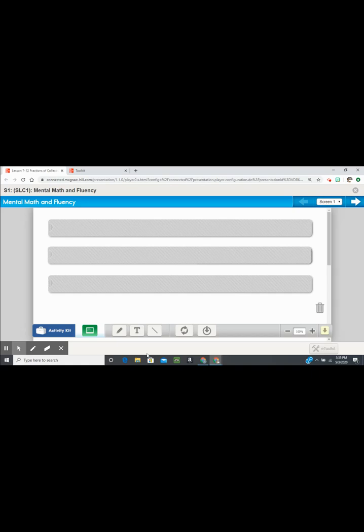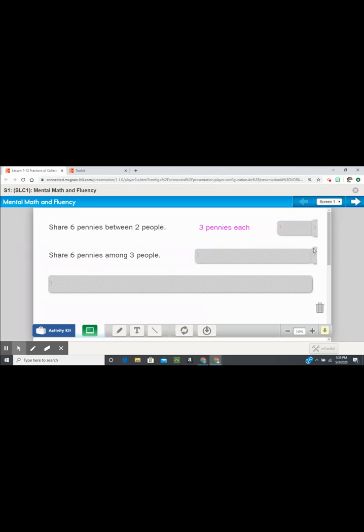Today's math lesson is fractions of collections, 7-12. We're going to start off with our mental math here. This says that we are sharing 6 pennies between 2 people. That's 3 pennies apiece. What if we take those 6 pennies and share them among 3 people now? Yep, 2 pennies apiece. That's just a turnaround fact.